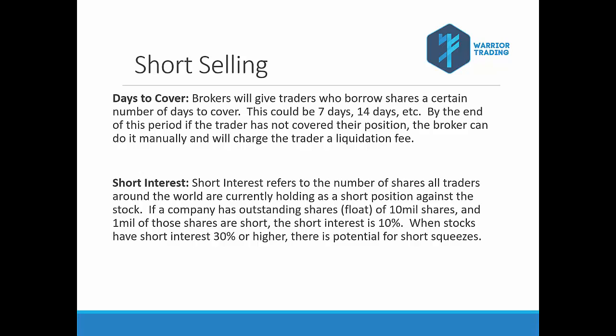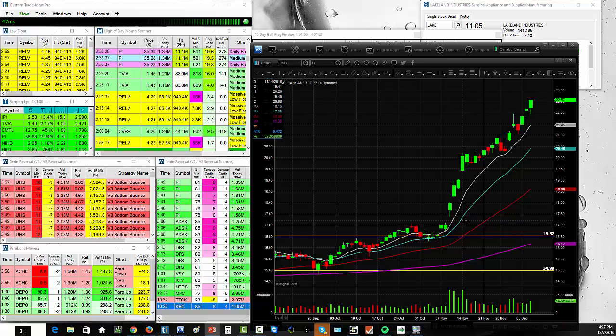When a stock has a short interest of 30%, 40%, or 50%, you can see some huge squeezes. This happens because so many people are short the stock that if it starts moving up, those people are going to be forced to cover.